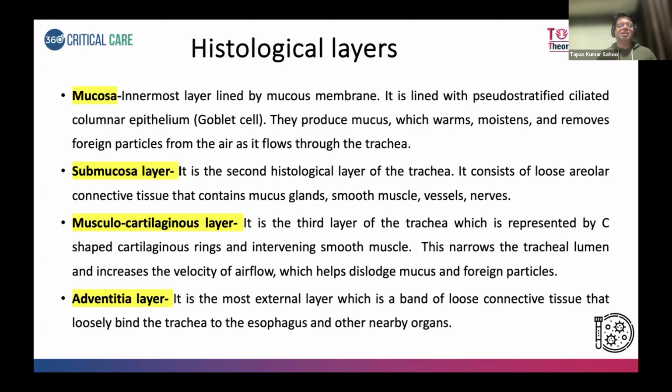If there would be any dislodgement of the mucus and foreign particles entering, it would actually try to remove it, taking it out with the velocity of the airflow. And the last one would be the adventitial layer. This is a band of connective tissue that loosely binds the trachea to the esophagus and other nearby organs. So mucosa is the inside, then submucosa, then the muscle or muscle cartilaginous, and finally adventitia.